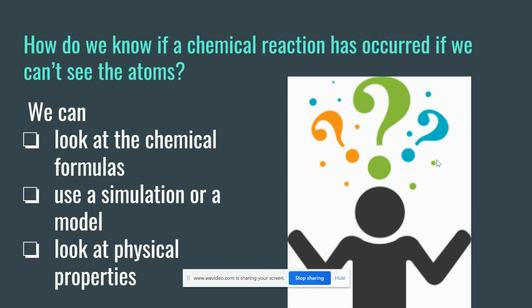So how do we know if a chemical reaction has occurred if we can't see the atoms? Well, we could look at the chemical formulas and we can see that, oh wait, that looks different. A rearrangement of the elements, new compounds have been made. If we're lucky, we can use a simulation or a model or just look at the physical properties.